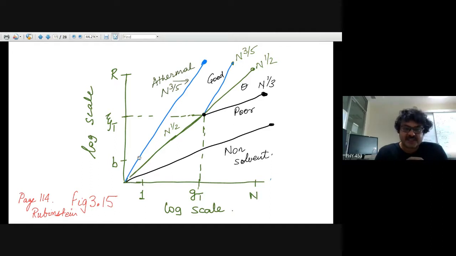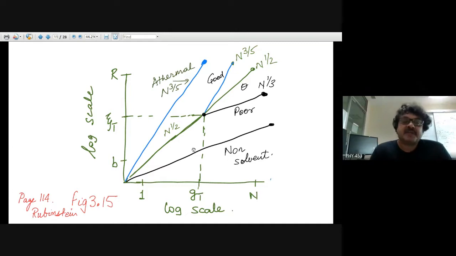This part actually doesn't make sense. The graph should start from 1. It is a mistake on my part to draw these lines from here. It should start from here, this 1, that's the smallest, one monomer, and then you are going along the contour, increasing the number of monomers to g_T, the number of monomers in a thermal blob, and then you go further in the log scale up till N.